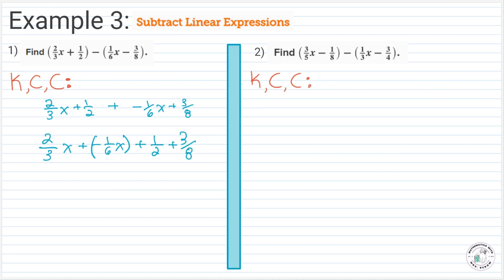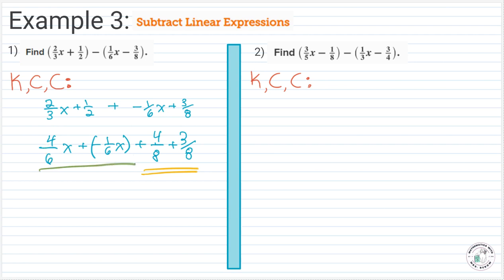Now 1/2 is the same as 4/8. So if I rewrite this as 4/8, just so that we have a common denominator, because we're going to need one. Those are going to be my constant terms that are like terms. Then for the 2/3 and the 1/6, a great common denominator would be 6. So we're going to multiply the 2 and the 3 both by 2 to change this to 4/6. And then we're going to be able to combine those two.